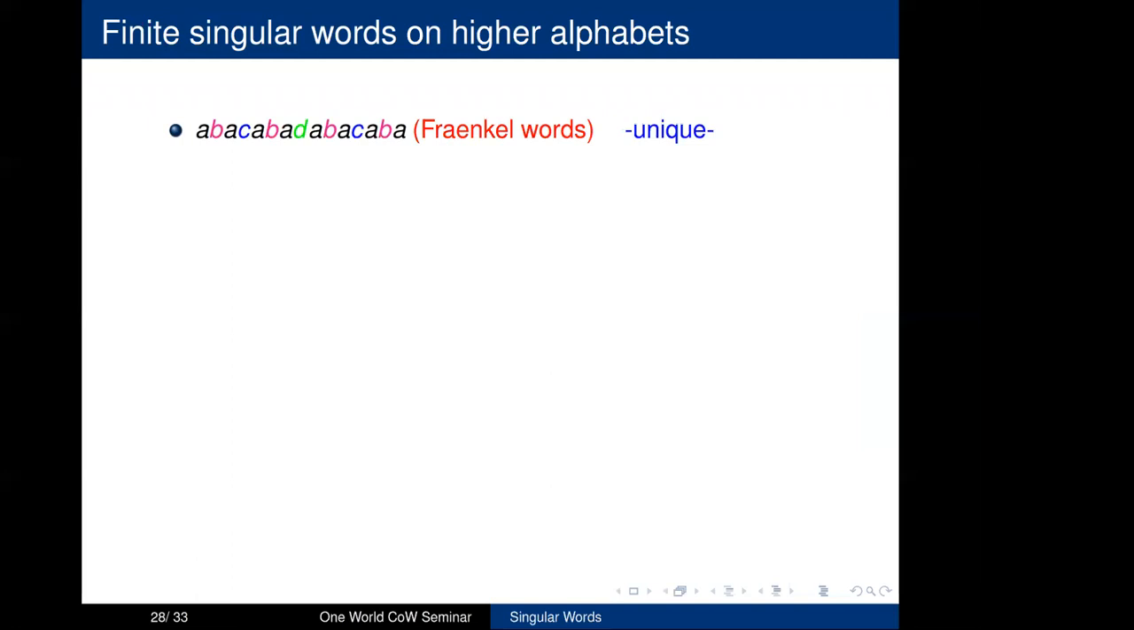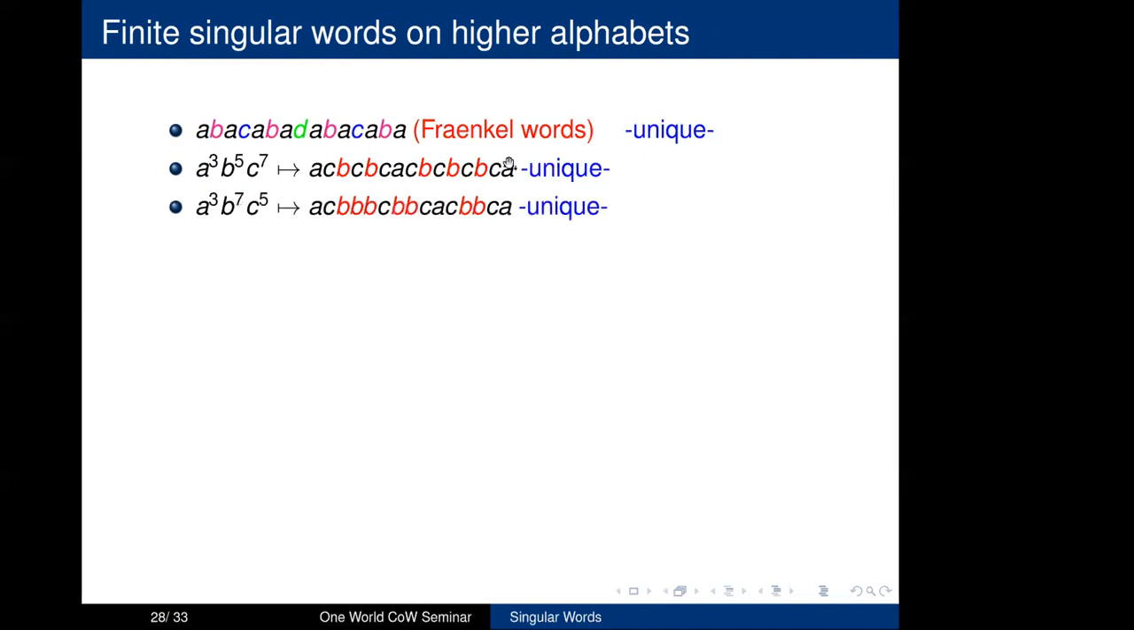All right, so let's go back to finite singular words, because those are the ones we're interested in relative to the number theoretic extremal problems that we discussed earlier. It turns out all Fraenkel words are singular, and they're also unique. They're the unique singular words in their abelian class, okay? Here's an example of a ternary singular word. It has 3 A's, 5 B's, 7 C's. And also in this case, it's unique.